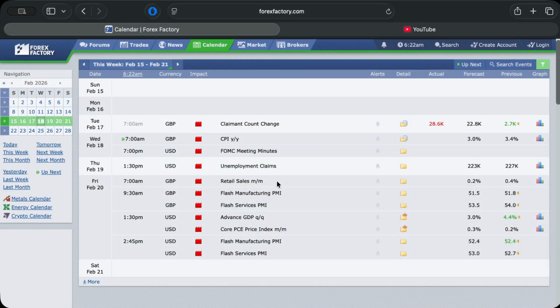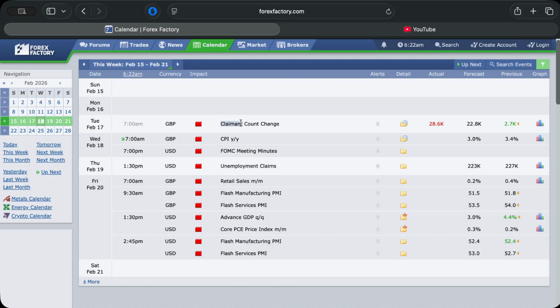Looking at Forex Factory. Today is Wednesday. We have CPI for the pound and FOMC minutes for the USD, at 7 a.m. and 7 p.m. And yesterday for the pound, we had this Claremont count change, which for the most part I did not expect to have much impact really. But after the announcement, the pound just started to tank.